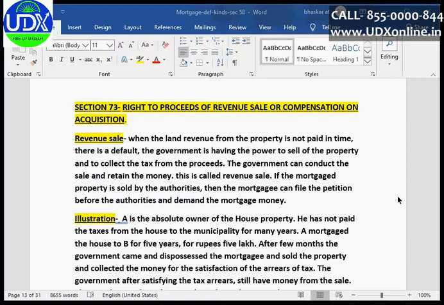Now another word, another business. What is the meaning of acquisition and compensation on acquisition? Can anyone tell me? What is the meaning of acquisition or compensation on acquisition? Come on, general knowledge.